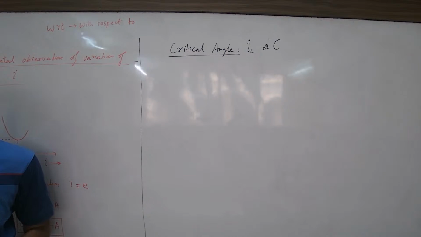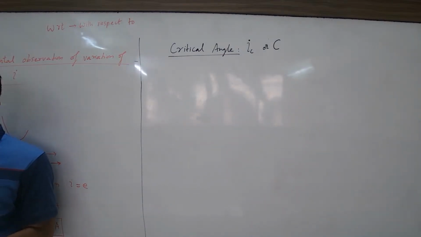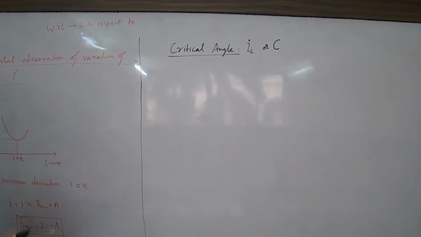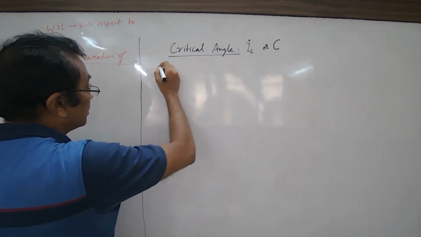Now I want everybody's full attention. Okay. Now this is a different concept. So far what we had seen, our light is traveling from rarer medium to denser medium. Air से glass में जा रहा है. Now what is critical angle? ये कहाँ पे apply होता है?